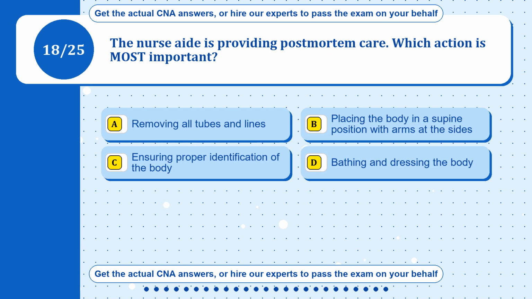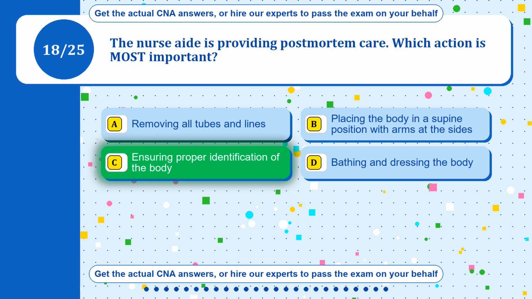Question 18. The nurse aide is providing post-mortem care. Which action is most important? Option A, removing all tubes and lines. Option B, placing the body in a supine position with arms at the sides. Option C, ensuring proper identification of the body. Option D, bathing and dressing the body.